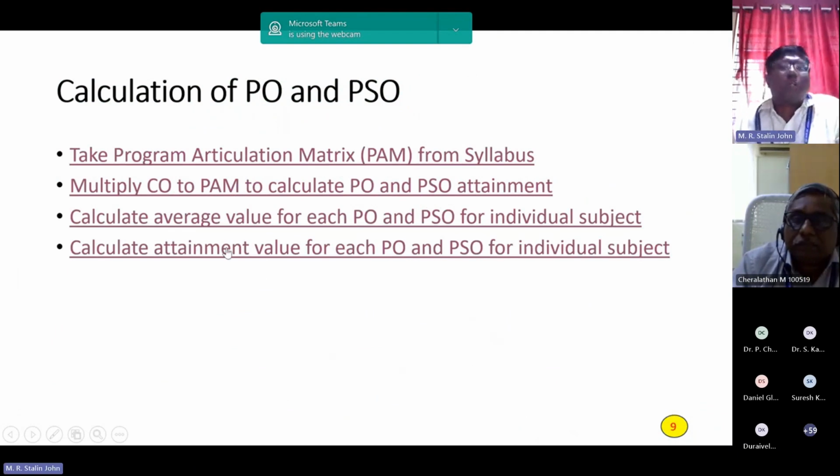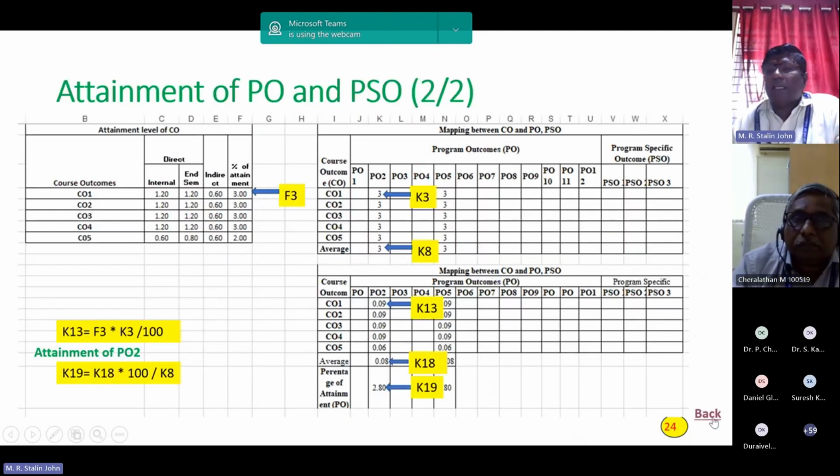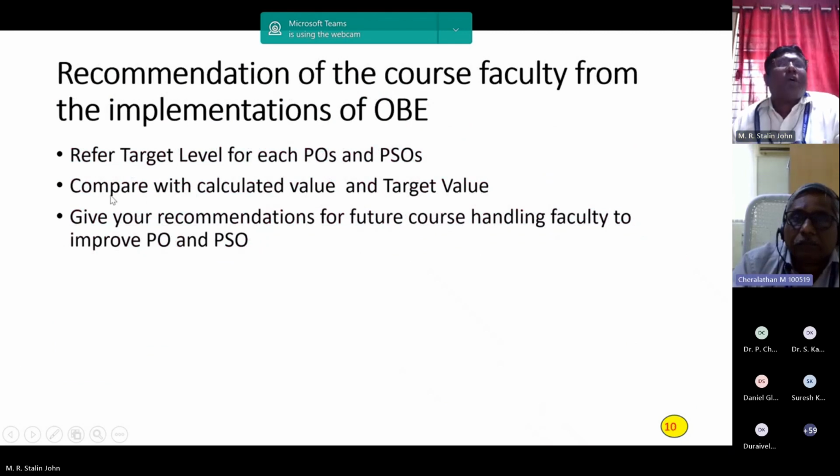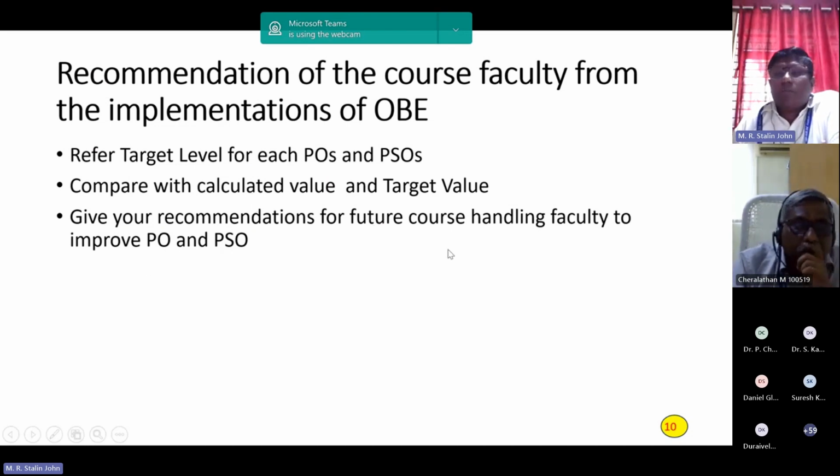So calculate the individual attainment level. Now after calculating it, we have to give the recommendations. The recommendations for each one we have to give.